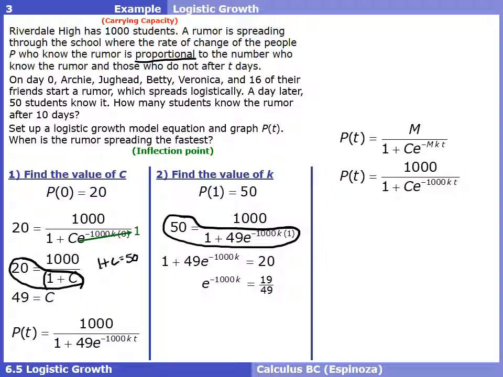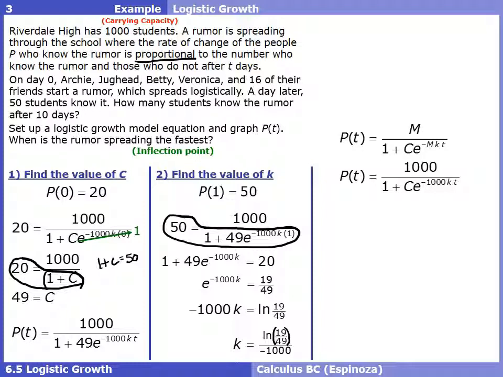Like you saw in that last section with exponential growth, if you have a k trapped in the power of e, we need to take the natural log of both sides. Once we do that, we can divide by the coefficient in front of k, which is a -1,000 here, and while that k does not look very nice, that is our exact k value here. And just keep in mind, you don't have to put parentheses here, but just to emphasize what's going on, that 19 over 49 is inside that natural log function.